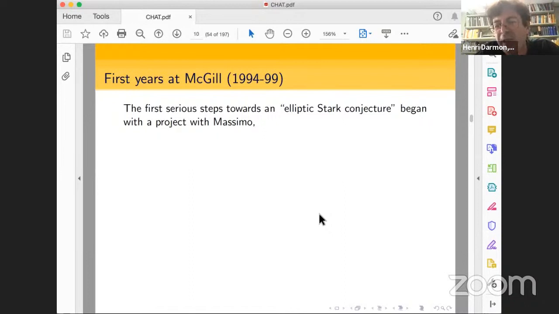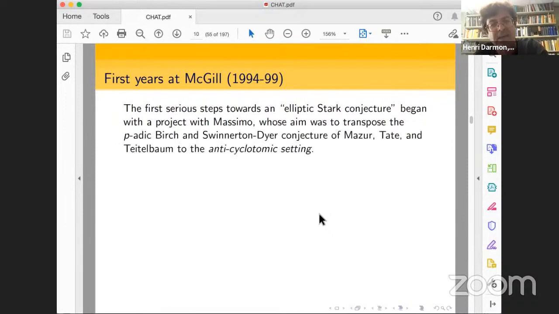And I would say the first 5 years at McGill were probably the time when I started to take the first serious steps towards better understanding the elliptic Stark conjecture. And that began with a fairly modest project with Massimo. We were still working a lot together at the time. The aim of this project was to transpose the p-adic Birch and Swinnerton-Dyer conjecture that had been formulated by Mazur, Tate, and Teitelbaum for the cyclotomic Z_p extension of the rationals, and to extend this conjecture to the anti-cyclotomic setting.